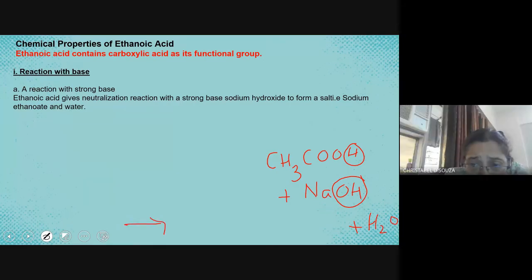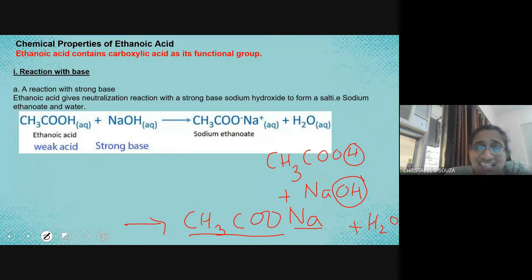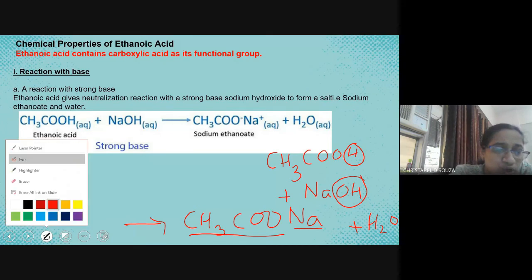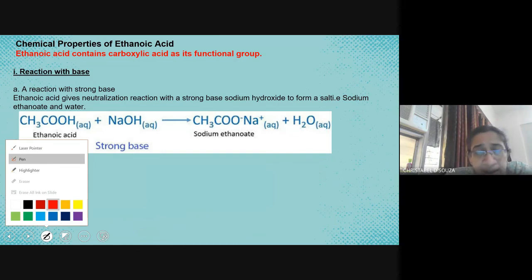And what is left here? You are left with CH3COONa. What is this known as? This is known as sodium ethanoate. Correct? So let us just see the formula. Ethanoic acid, a weak acid, reacts with a strong base, NaOH, to give you sodium ethanoate, CH3COONa, plus the water molecule that is formed. Is that clear, boys?